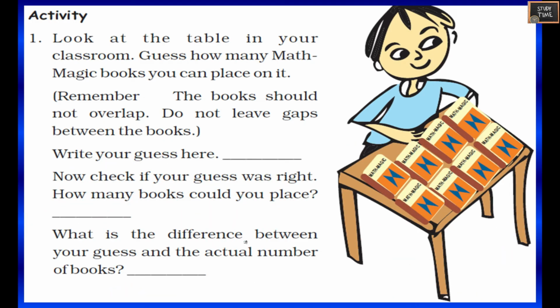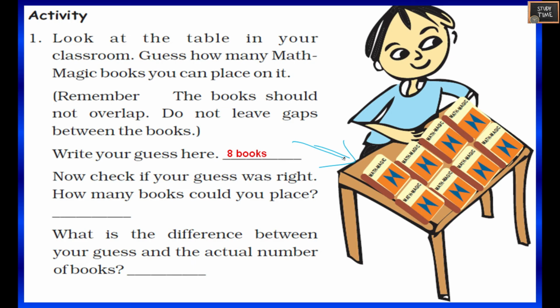Next, look at the table in your classroom. Guess how many math magic books you can place on it. The books should not overlap, and do not leave gaps between the books. See the table size and keep your math magic book on the table like this. Can you guess? It will be approximately 8. If your table is this big, you can keep 8 books.